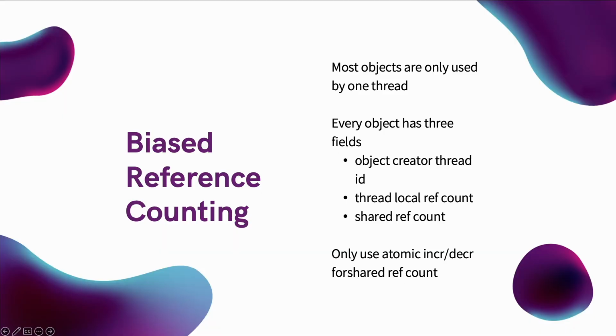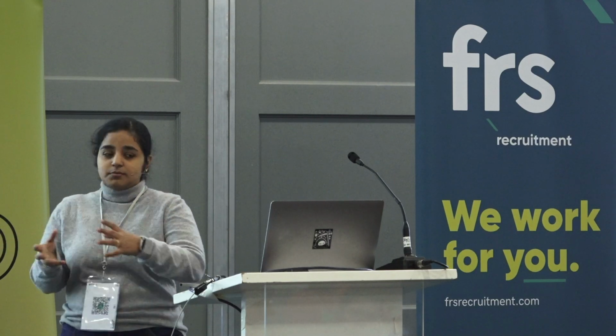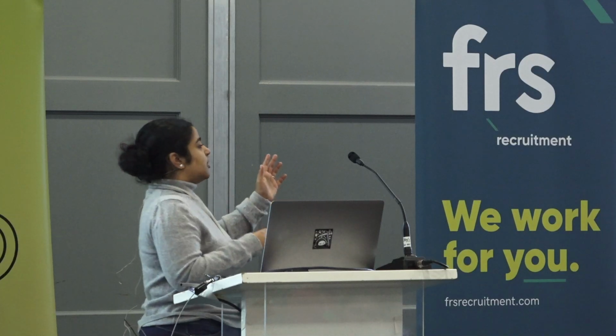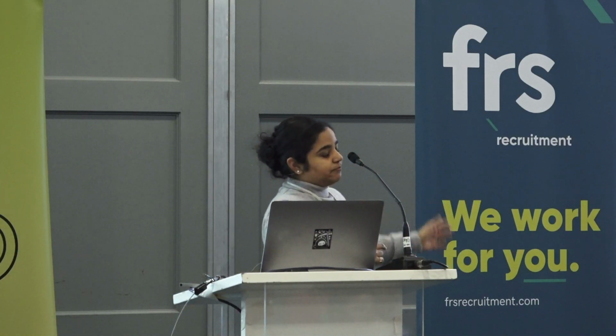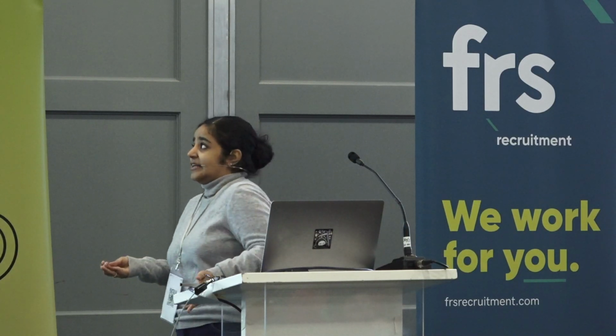The first one is the ID of the thread that created this object. The second one is a reference count for the thread that created this object. And the third one is the shared reference count, which a thread that is not the creator can update. So the true reference count of a given object is going to be the sum of the local count and the shared count. Why did he do this?